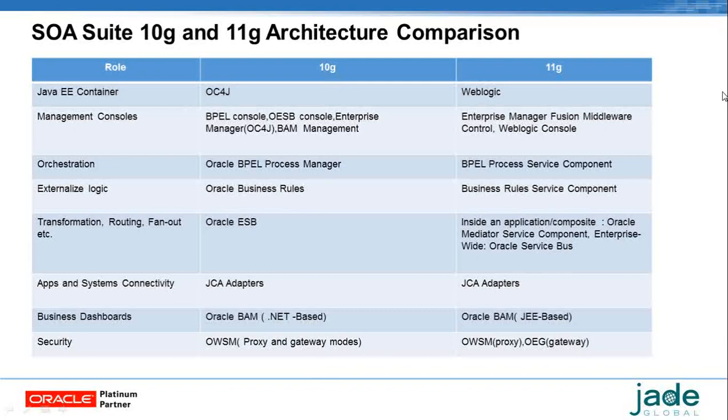And about the connectivity, it's kept the same in both suites. JCA adapters are being used, and in the business dashboard there is a major change happening because Oracle BAM was mainly .NET based in 10g, and in 11g it is more Java based. And on the security side, we have the Web Service Manager. Proxy and gateway mode were available in 10g. It's slightly changing in 11g. For proxy, we can still use OWSM, but for the gateway services, we have to use Oracle Enterprise Gateway.